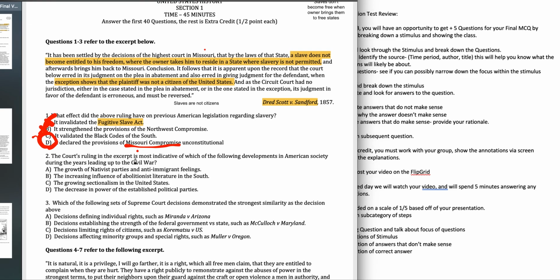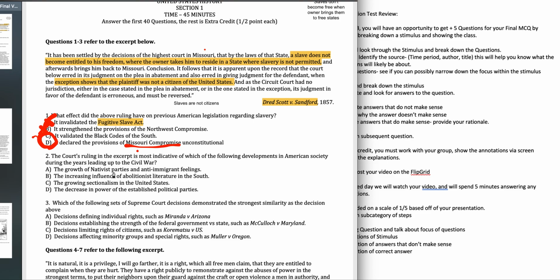The court's ruling in the excerpt is most indicative of which of the following developments in American society during the years leading up to the Civil War. So, what is a parallel to this and the Civil War? Well, this says that slaves are not citizens, right? And this is saying that just because you go to a place that is free, that does not make them free. So, let's read these questions.